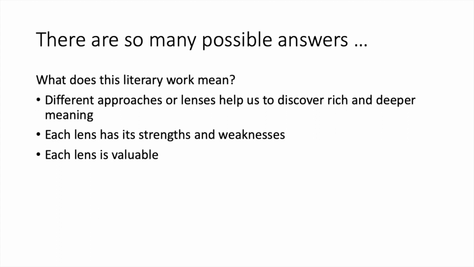So there are so many possible answers. There are so many ways in which we can analyze a particular text. It does not mean that there is one perfect literary criticism or literary theory to use, because one particular literary work can be interpreted, analyzed, and evaluated in different approaches. Meaning, for Noli Me Tangere, we can use the feminist approach, the Marxist, new historicism or the historical approach, and we can also use the biographical approach. But note that each lens has its own strengths and weaknesses. Each lens is also valuable. Thank you.